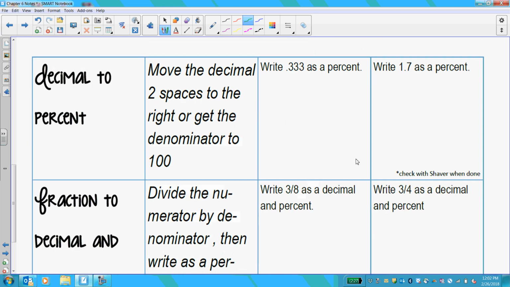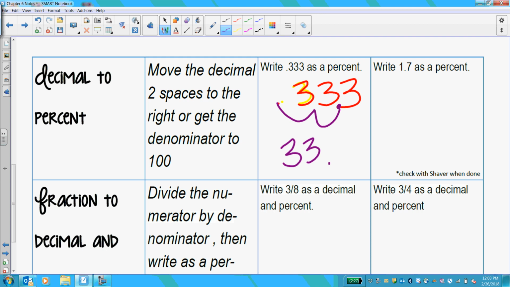All right, next one, decimal to percent. To move it to a percent, you just have to move it to behind the hundred. So instead of moving it to the left, you're going to move it to the right, or get the denominator to 100. On this one, 0.333, you're just going to move it twice. So 1, 2. So 33.3%. Pretty simple stuff. This next one, you're just going to move it 2 to the right again. So 1.7, move it 2 to the right and get yourself an answer there.